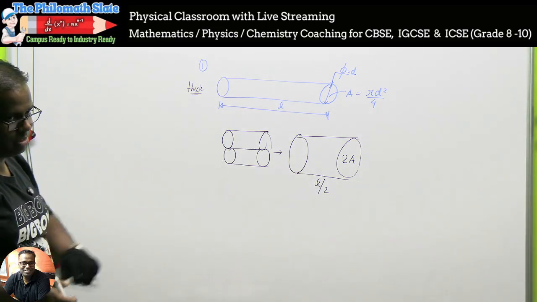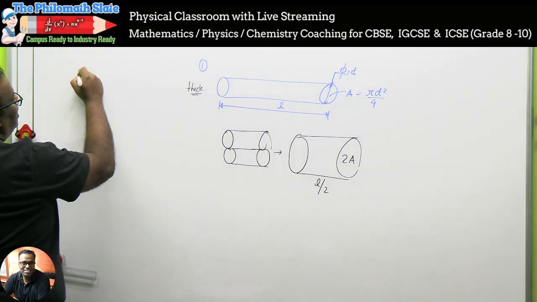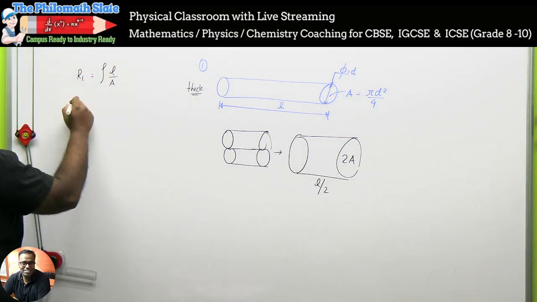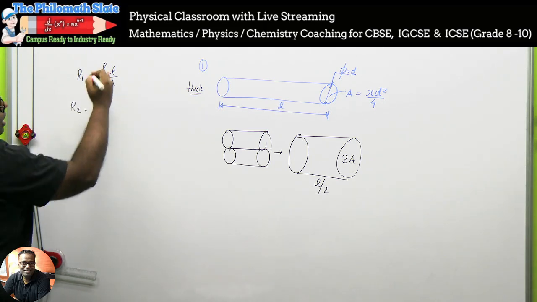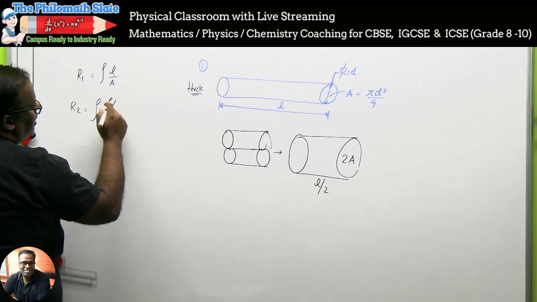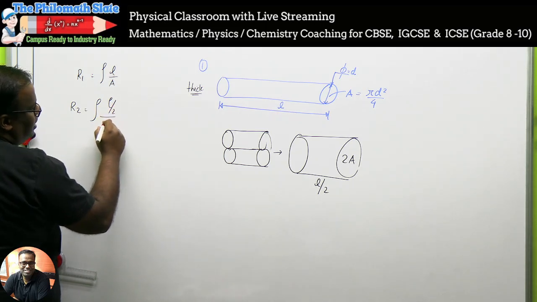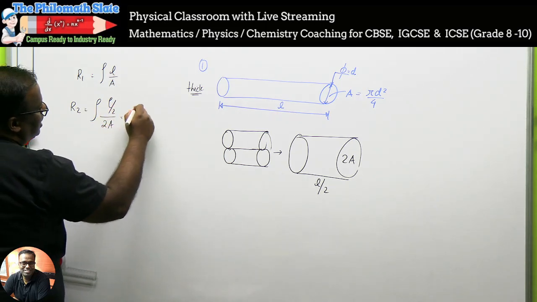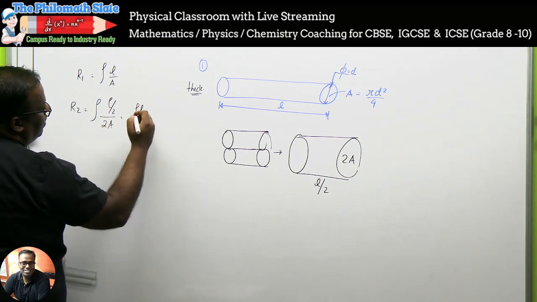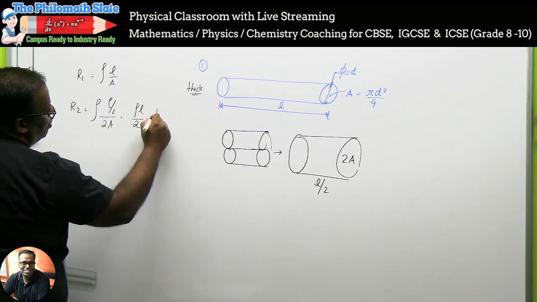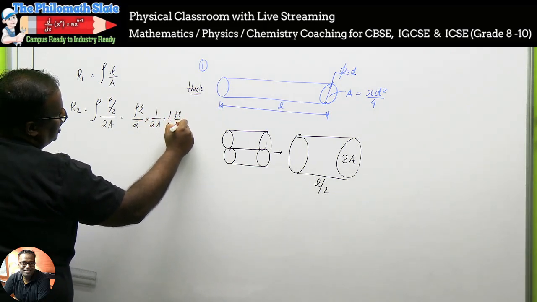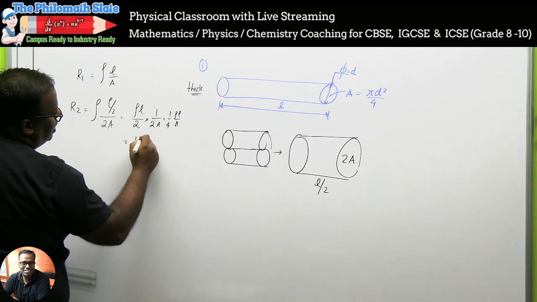So let's check its resistance now. What is R1 equal to? Rho L upon A. What is R2 equal to? Rho L की जगह क्या लिखेंगे बेटा? L by 2, right? And A की जगह क्या लिखेंगे? 2A. जरा इसको ठीक करते हैं. Rho L divided by 2, this is again divided by 2A. So into 1 by 2A, which is equal to 1 by 4 rho L by A, which is equal to 1/4 of R1.